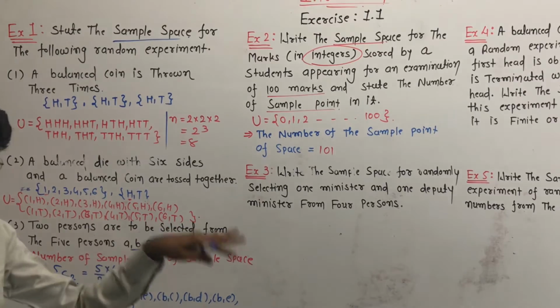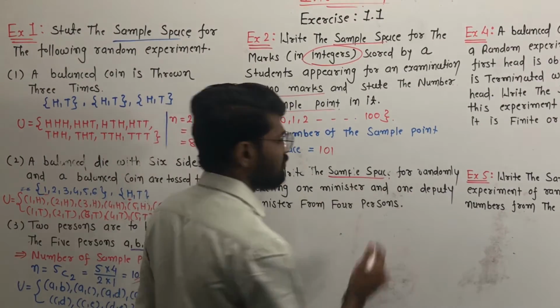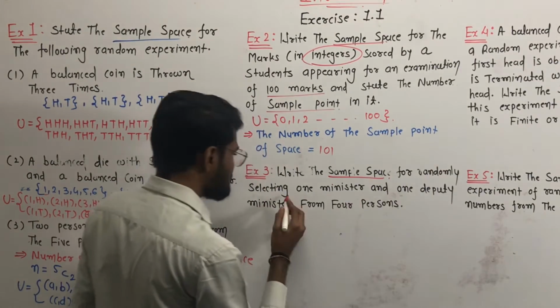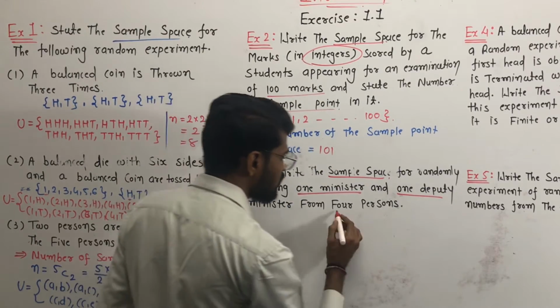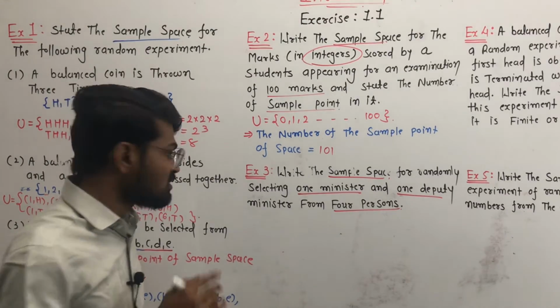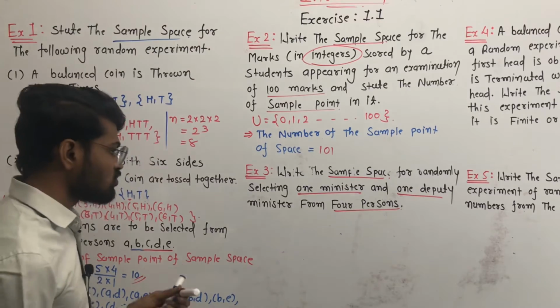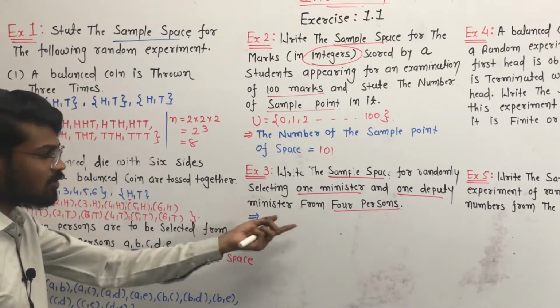Now we are coming to example number 3. Example number 3 is to write the sample space for randomly selecting one minister and one deputy minister from 4 persons. Yes, there are a total of 4 persons, and our event is selecting one minister and one deputy minister.